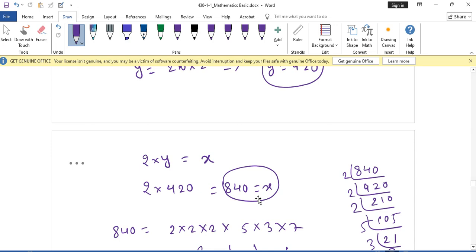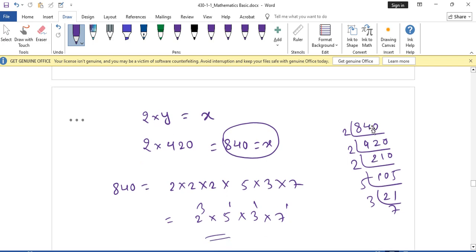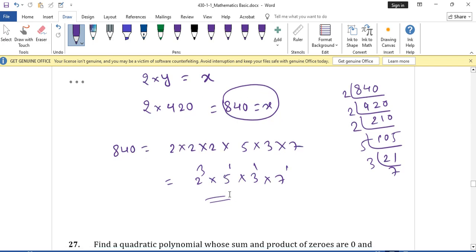But here they are asking to find the x value using the prime factorization method. See here, 840 write as 2 into 420, 2 into 210, 2 into 105, then 5 into 21, and 3 into 7. So 840 is equal to 2 cubed times 3 times 5 times 7. This is the final answer.